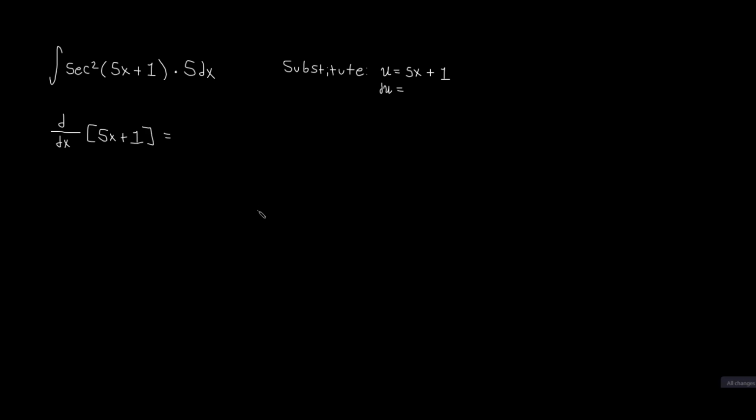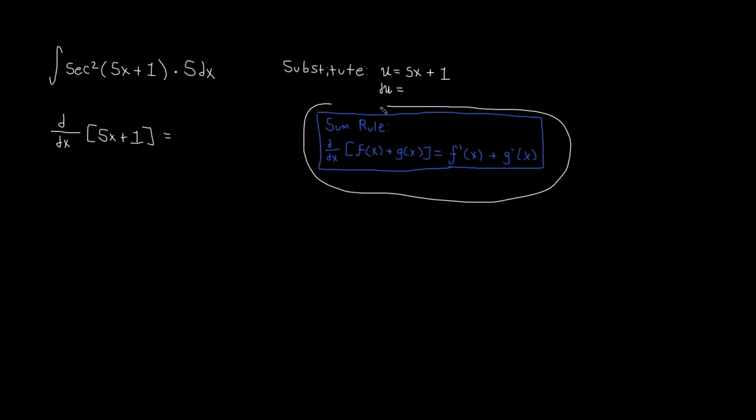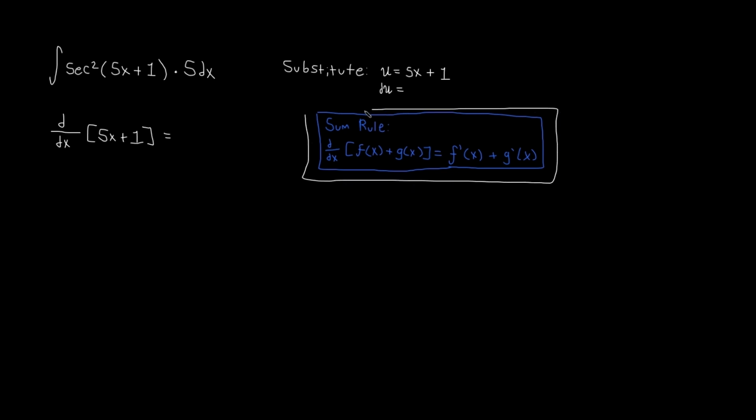Alright, now, how do we take the derivative of 5x plus 1? Well, the first thing that we want to keep in mind is the sum rule for derivatives. This here is the sum rule for derivatives, and it's saying that if you're taking the derivative of one function plus another function, it's equal to the derivative of the first function plus the derivative of the second function. We're going to keep this in mind because we're going to take the derivative of each term in 5x plus 1 separately. Now I want to be very clear with this notation here. This is f prime of x, and this is g prime of x.